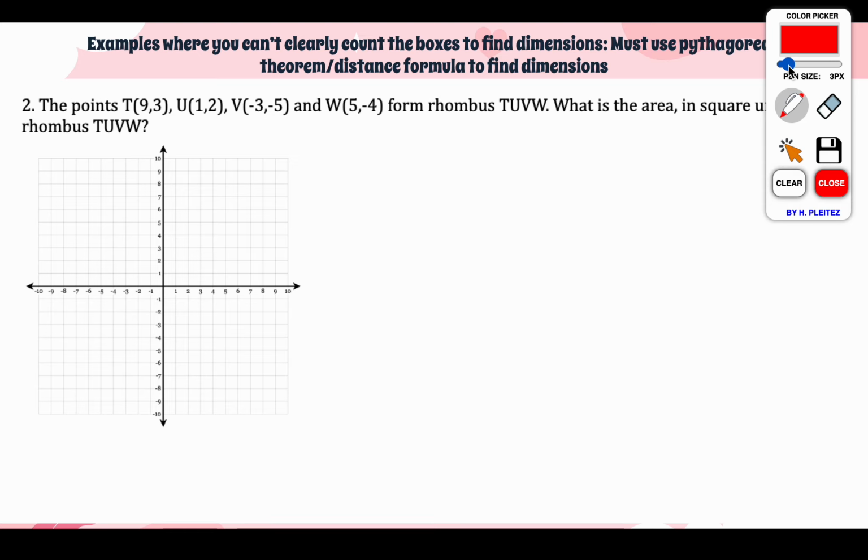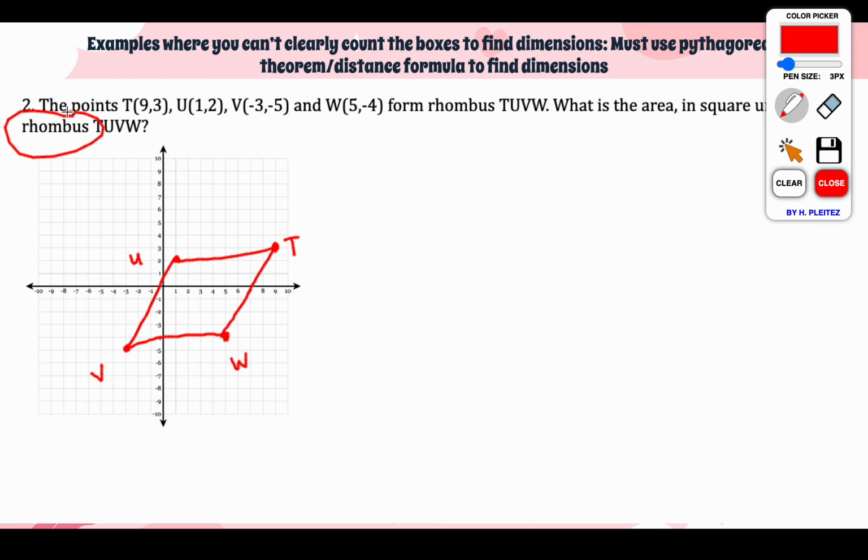So T is (9, 3), which is going to be here. And then we have U is (1, 2). V is (-3, -5). And then W is (5, -4). So here is our figure right now. And it's a rhombus, and we want to find the area.